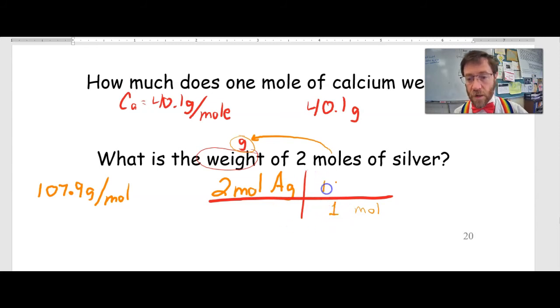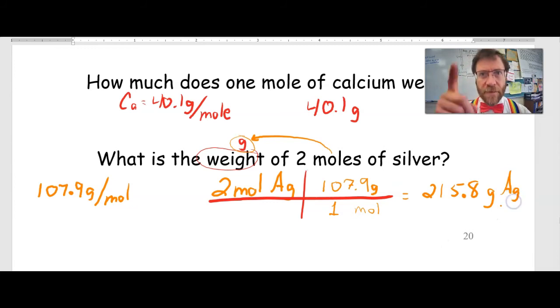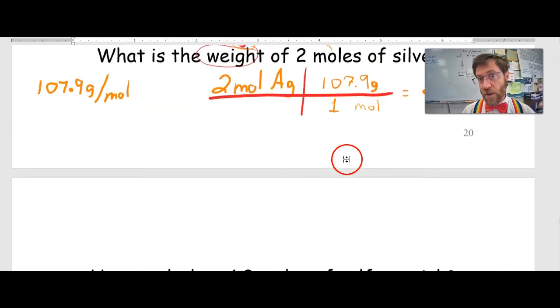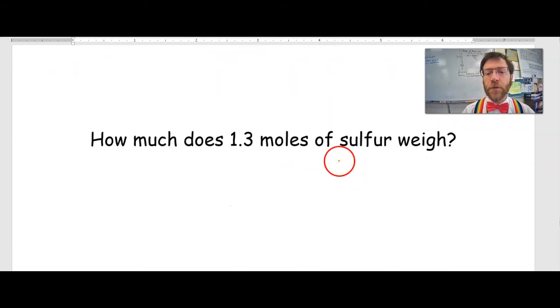1 mole is equal to 107.9 grams. Yeah? So I will end up with... check me on that math though, I'm not really sure I did that really quick in my head. But you guys get what I'm saying? Do you see how this works? So here, we just went from number of moles to number of grams, right? That's pretty sweet. That's pretty sweet.